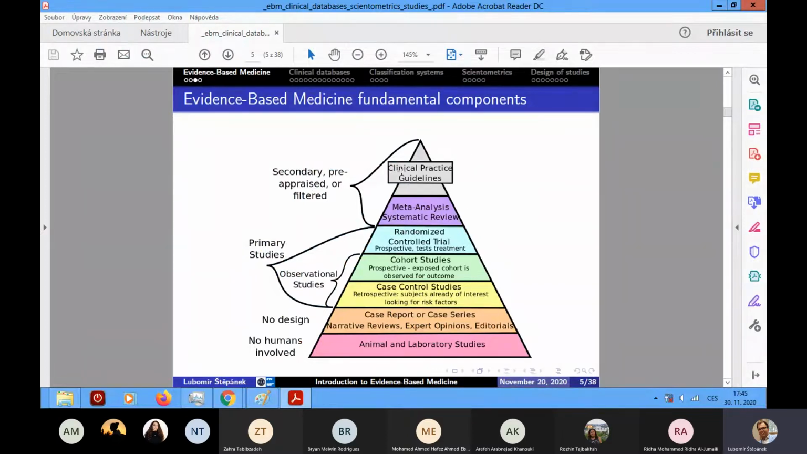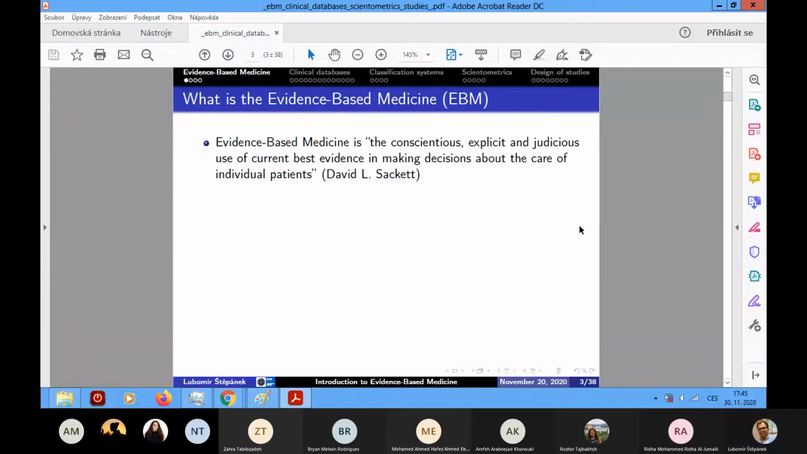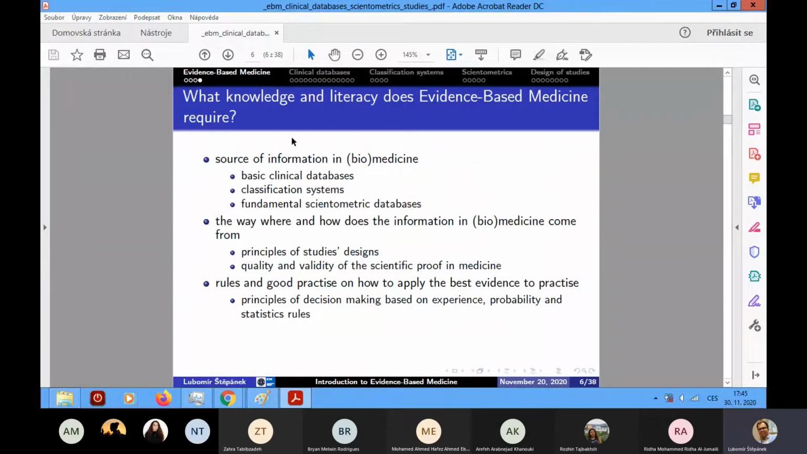Okay, so that was about this pyramid. I'm going to talk about some of the parts in more detail. So what is good to know about evidence-based medicine? What common areas are good to know something about, simply to apply the concepts and ideas of evidence-based medicine in your clinical practice? It simply arises from the definition of evidence-based medicine.